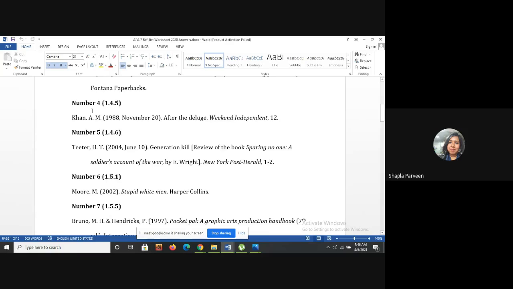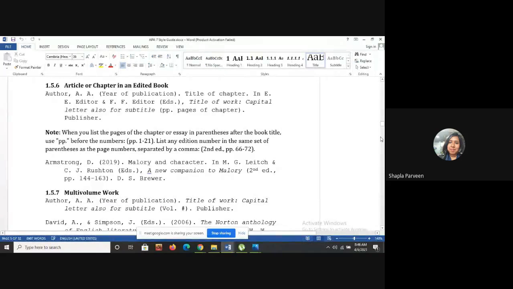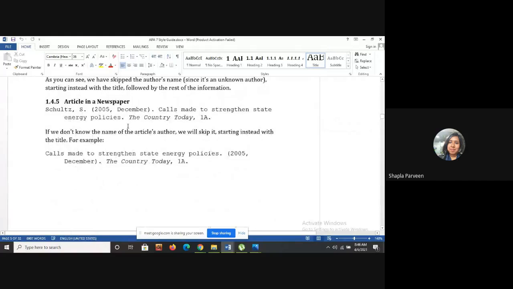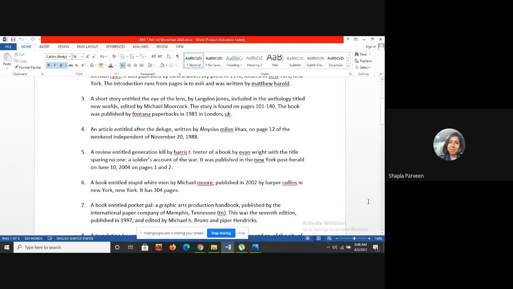Now you can check this answer in rule number 1.4.5. Okay, let me check 1.4.5. Here, article in a newspaper, right? So let's move on. Number 5.